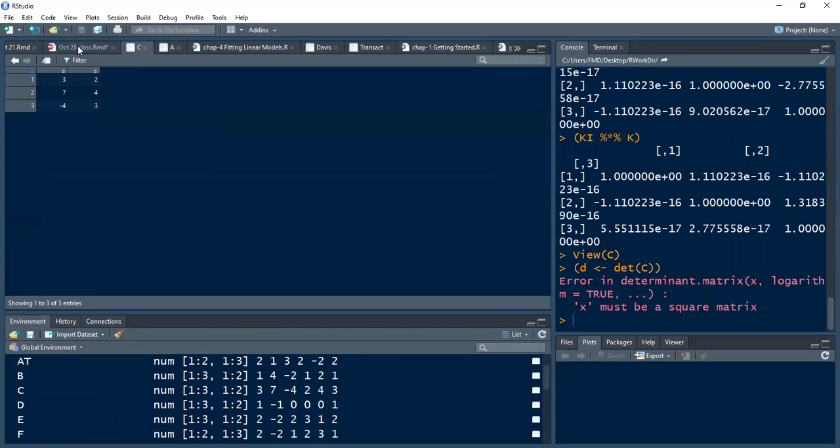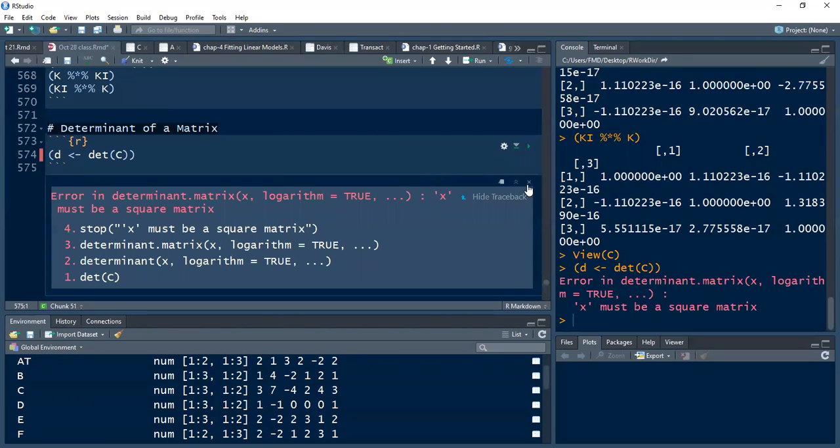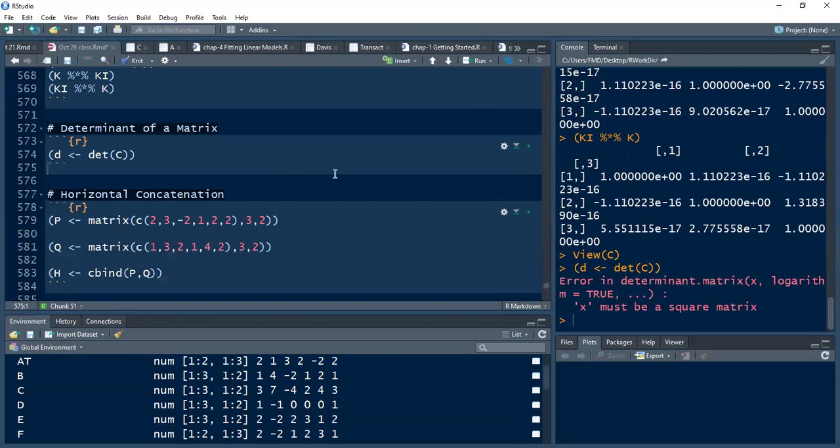Therefore, as discussed in class, there can only be an inverse of a matrix if the determinant is not 0, and if it's a square matrix.